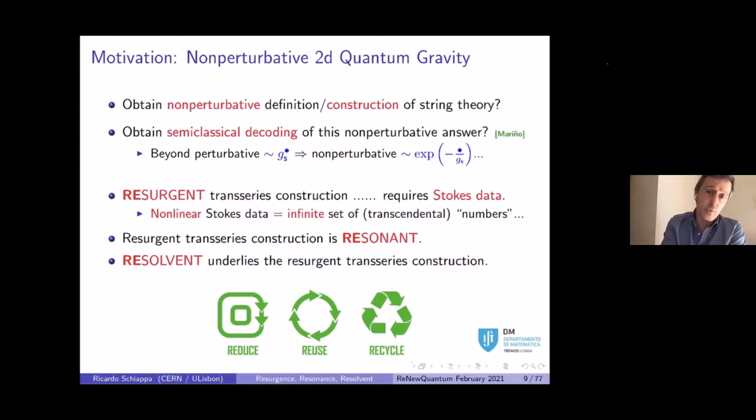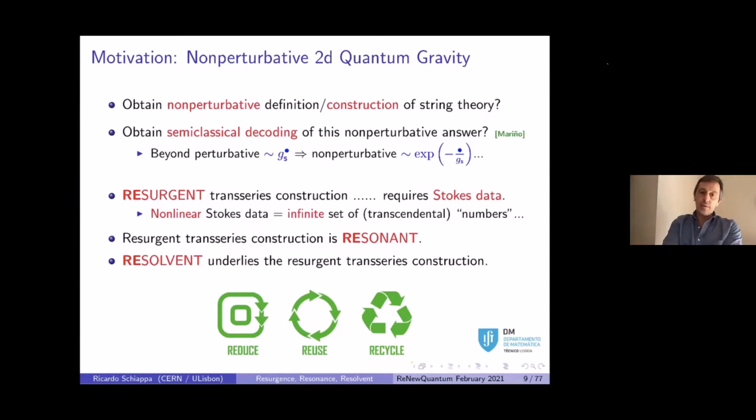The trans-series, which itself might not be terribly hard to set up, still, in order to define solutions globally, requires Stokes data, in particular, nonlinear Stokes data. This is an infinite set of transcendental numbers, which are generically hard to compute. And so we would need to not only construct resurgent trans-series for all these systems, but also specify nonlinear Stokes data for all these systems in order to claim that we have a complete answer to the problem.